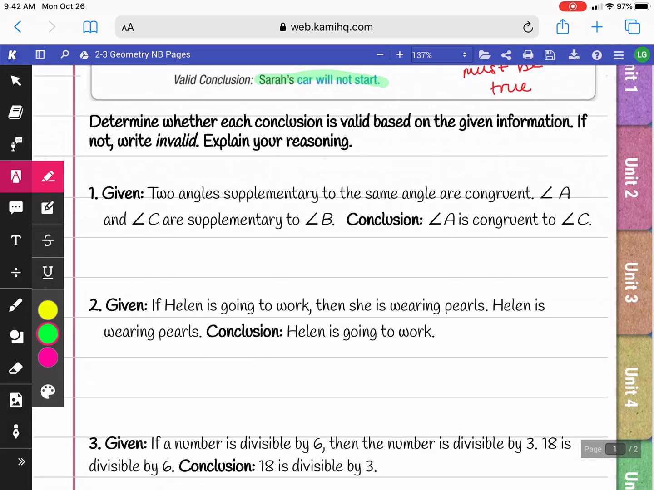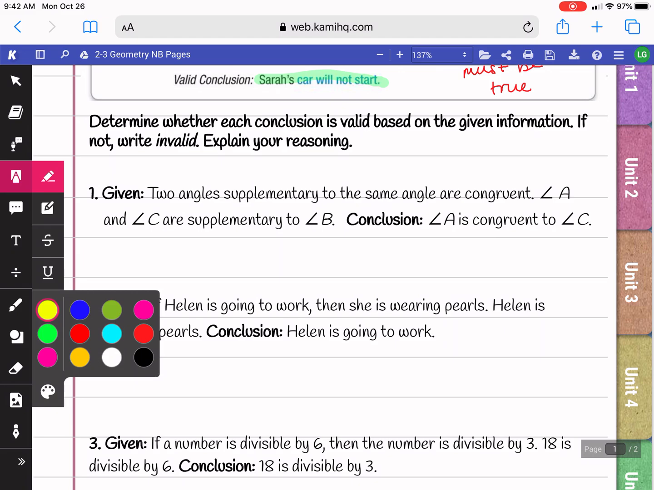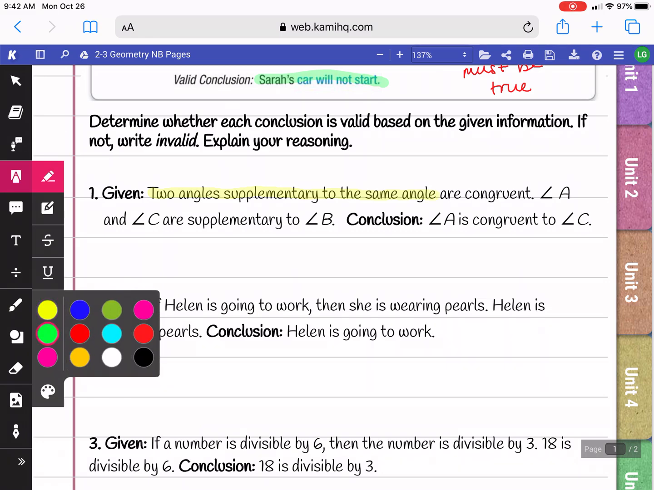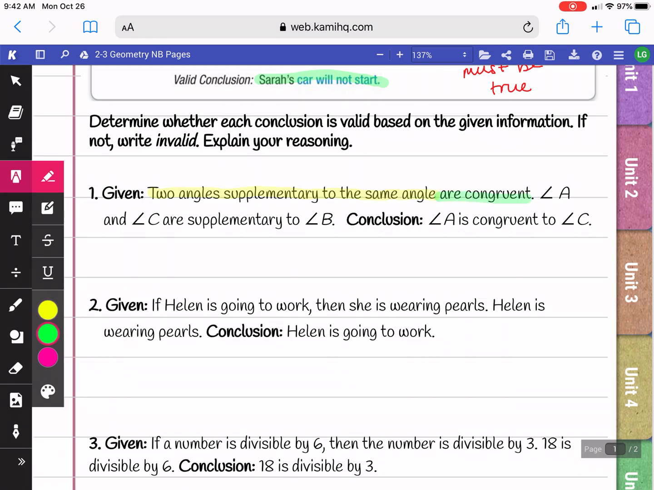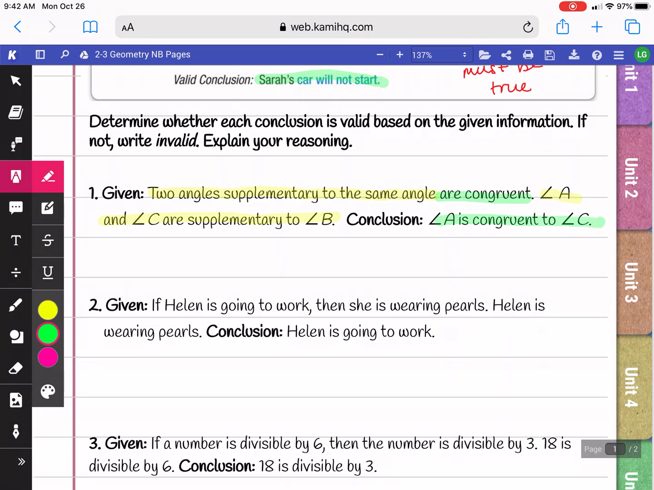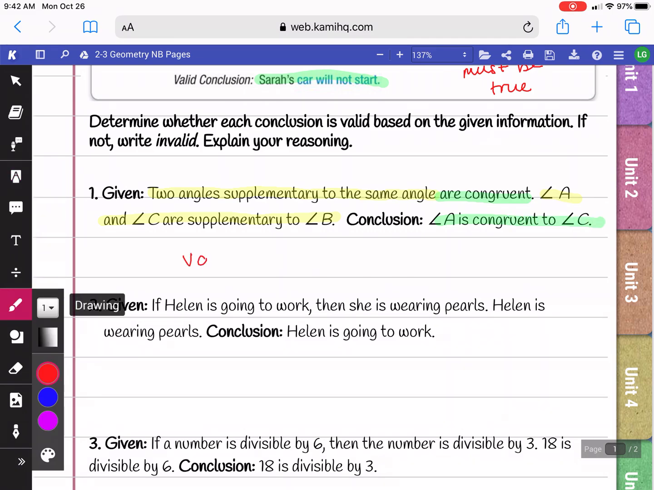Number 1 says two angles supplementary to the same angle are congruent. So our hypothesis is that two angles are supplementary to the same angle. Our conclusion is that, well, then they are congruent. Our next statement says angle A and angle C are supplementary to angle B. That matches what the hypothesis is saying. So the conclusion that angle A is congruent to angle C must also be true. So this is a valid statement. And we know this because the hypothesis was true.